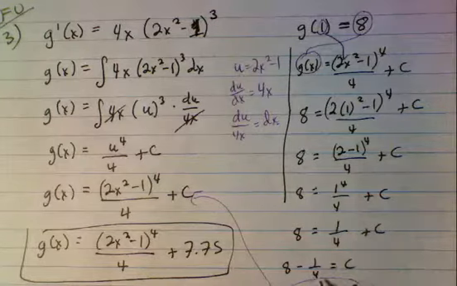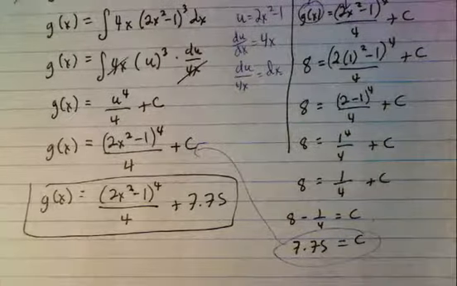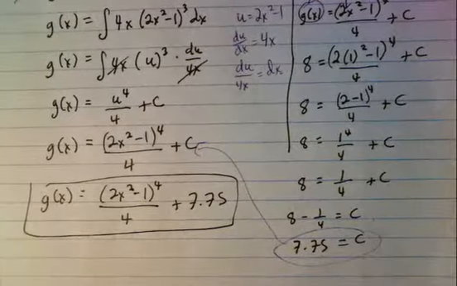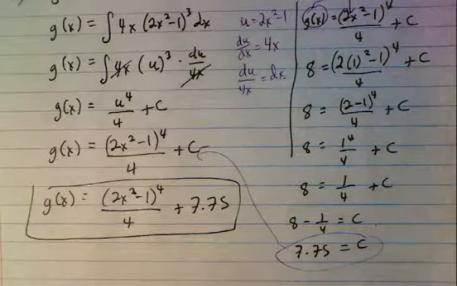Subtract 1/4 from both sides. 8 minus 1/4 is c. 7.75 equals c. Plug that in, there we go. If you left this as a fraction, totally fine. That concludes Antiderivative 6 notes.